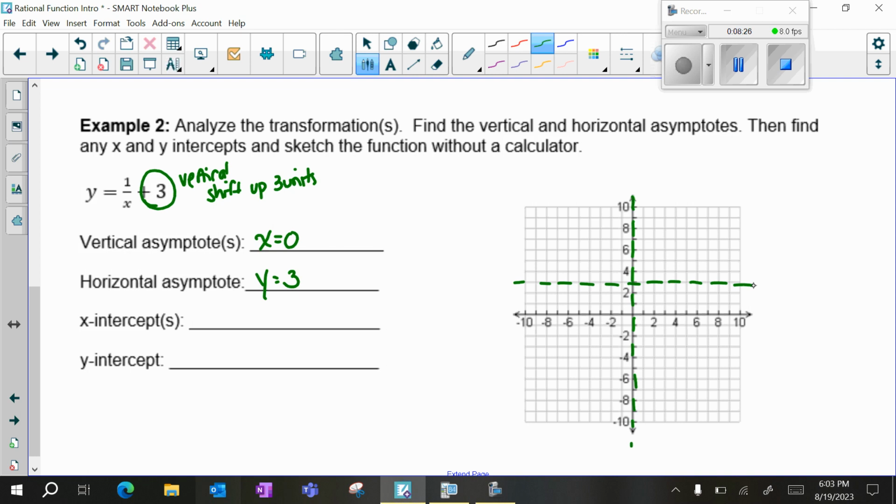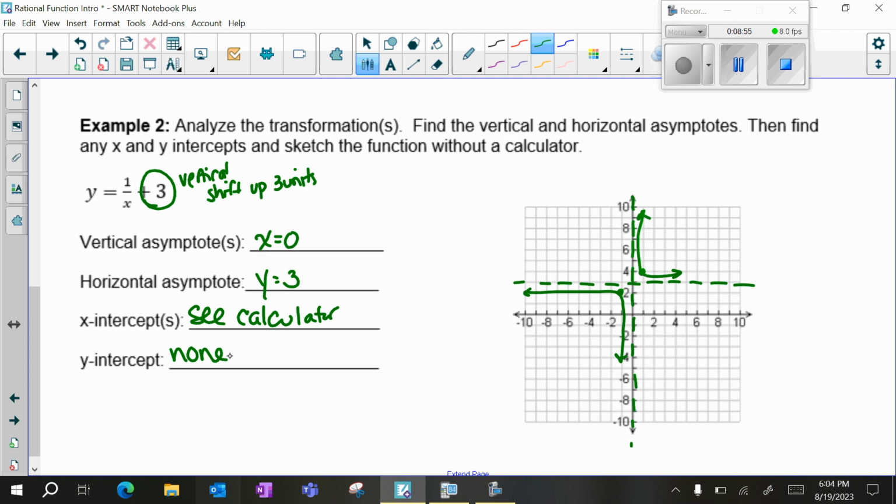My anchor points are going to change as well. They're going to be here and here. And there's a sketch of my picture. So my x-intercept is now going to be, see the calculator, and the y-intercept, there's going to be none.